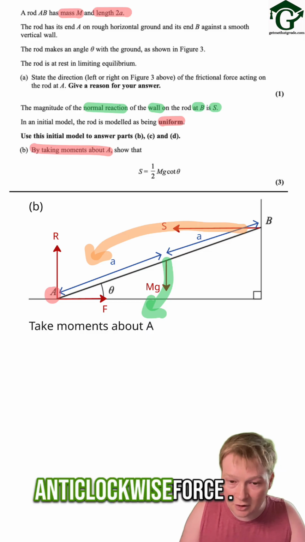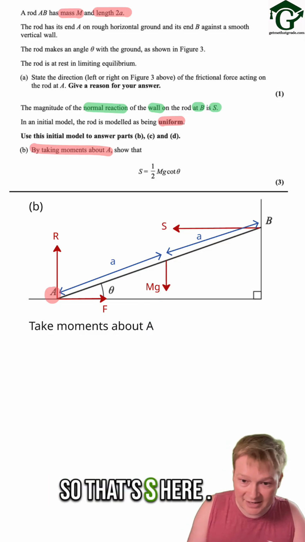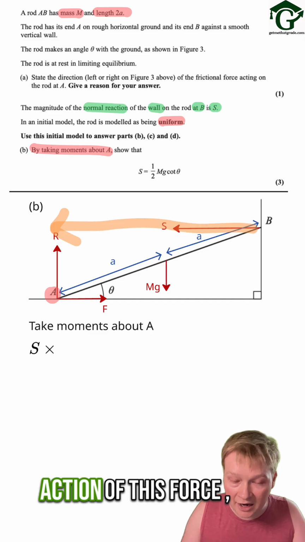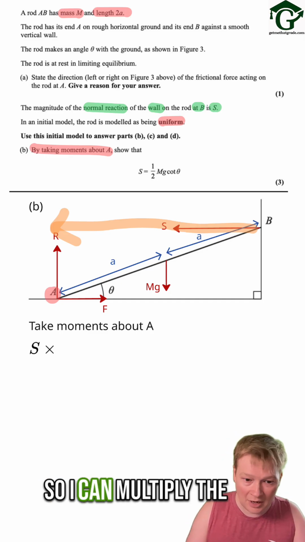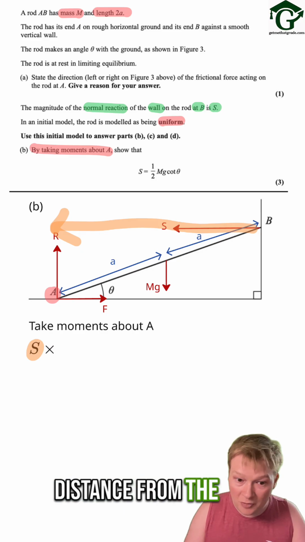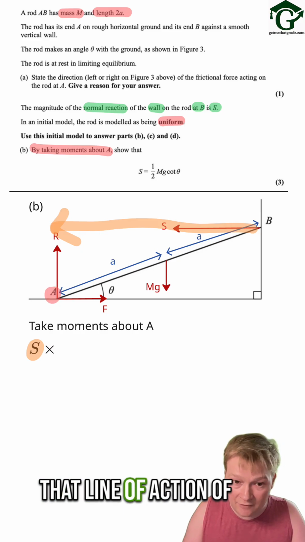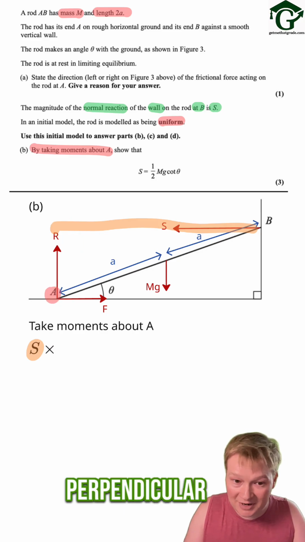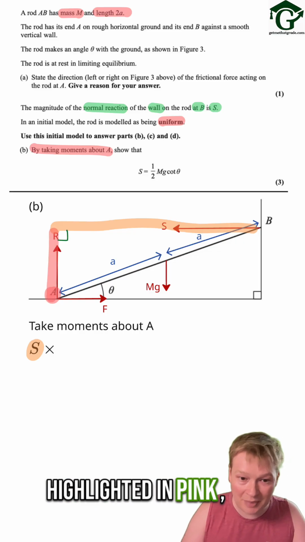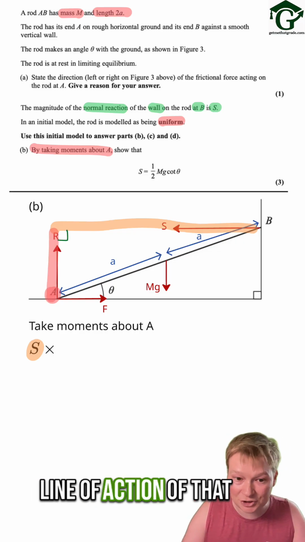Let's start with the anti-clockwise force. So that's S here. Notice that S is acting in this direction. That's the line of action of this force, that line there. So I can multiply the force, multiplied by the perpendicular distance from the pivot point, from A, to that line of action of the force. Where is that perpendicular distance? Well, it's here. Notice that this highlighted in pink would be perpendicular to the line of action of that force.